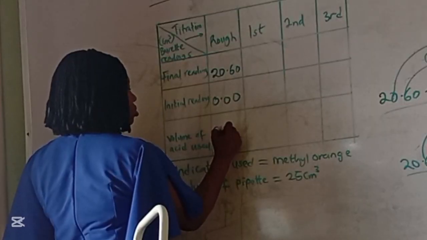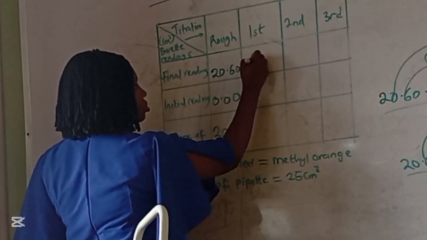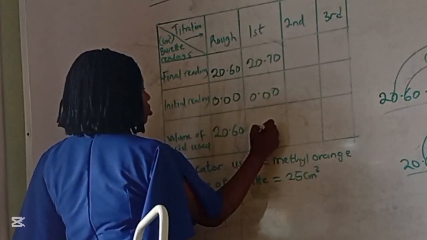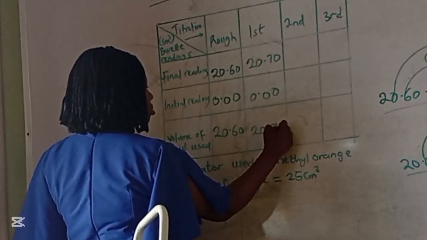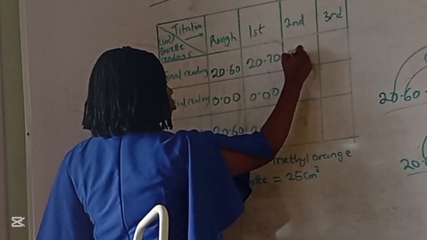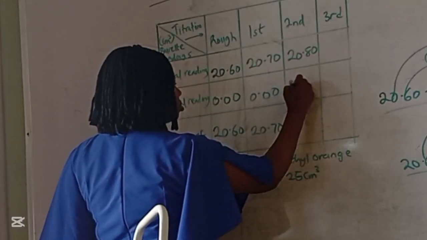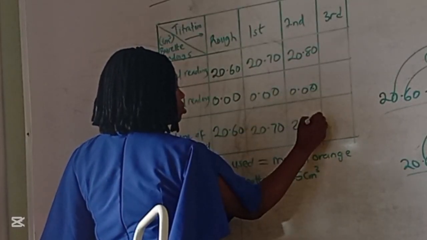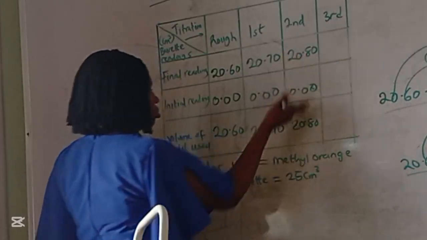A student that uses 0.00 as the initial value must ensure that they calculate and get the volume of acid used and not leave it out. Here is what I mean. If your initial value is 0.00 and your final is 20.60, automatically you know that the volume of acid used will be equal to the final reading. So some students don't like to write it. Since they started from 0.00, they just leave it like that and expect you to subtract it for them. Please ensure you always do the needful.